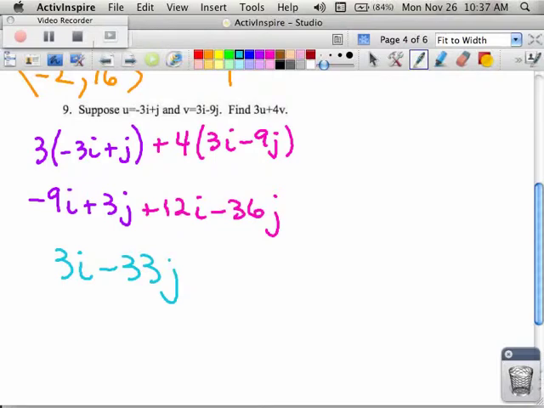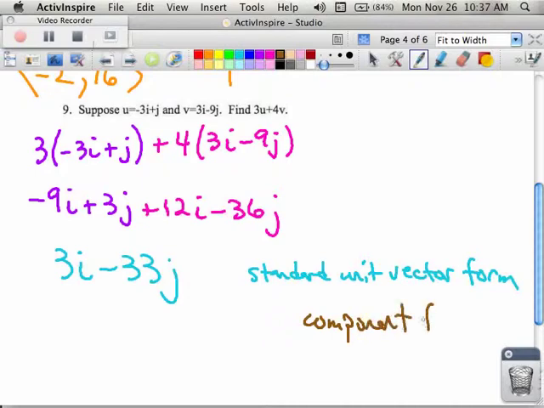That's it. If you wanted to, this thing that is in standard unit vector form can also be written in something called component form. Just a different way to write it down, and I can do this. So if it doesn't tell you which form you have to put it in, either one's fine.